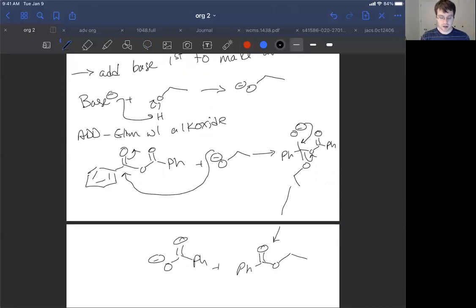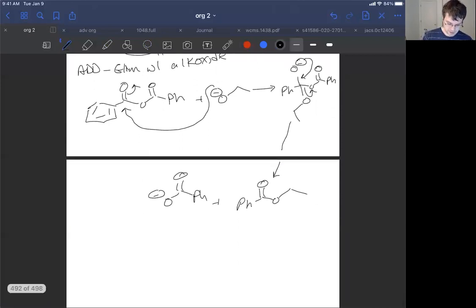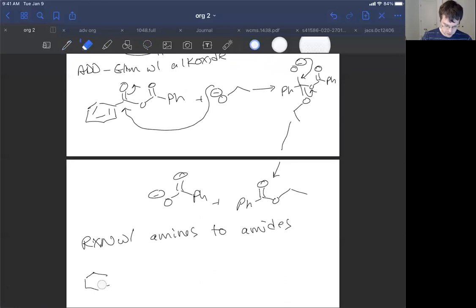Okay. You can also react these things with amines, and that goes a little bit more easily, especially for primary and secondary amines. So here you can react these things with amines to make amides. Now the way this works, I'm going to start abbreviating it with Ph for phenyl. I'm going to keep it that way.